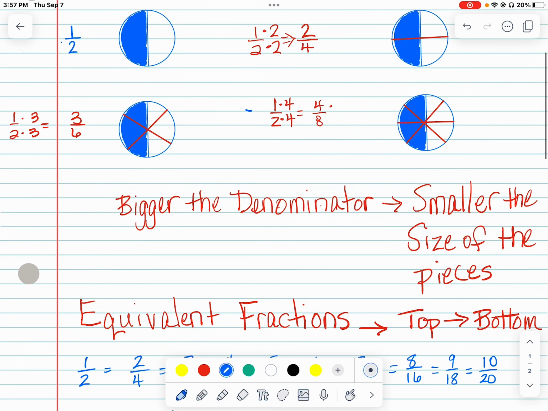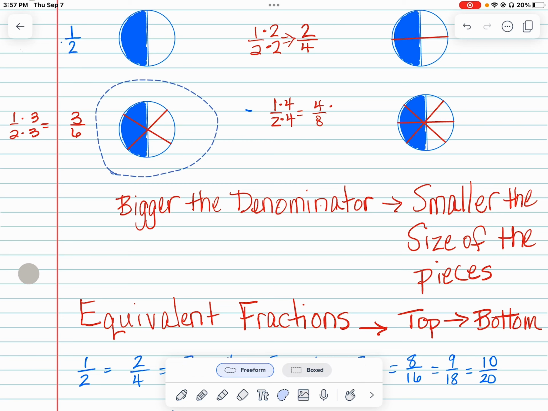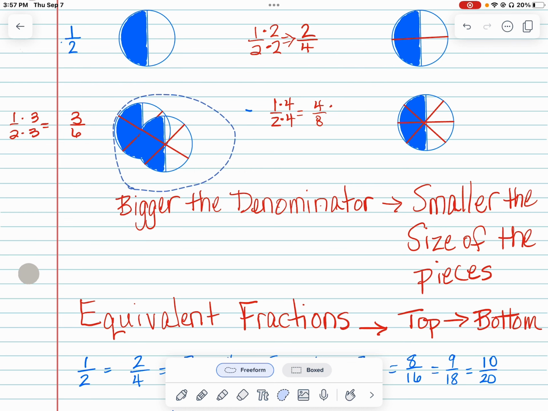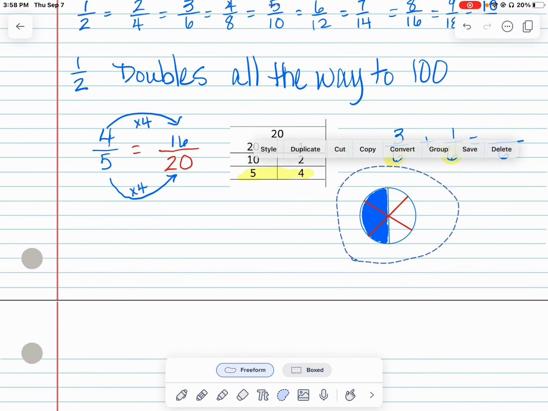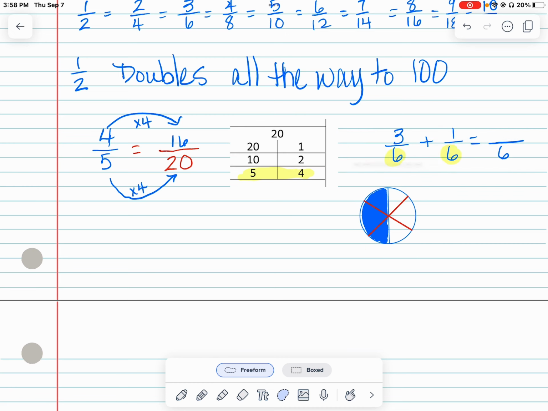That 6 just tells me the size of every piece. And so if I go back up here to my lovely drawing, we'll bring this down here. And if I add another 1/6 here, that means I have 4 out of the 6 pieces ready to go.